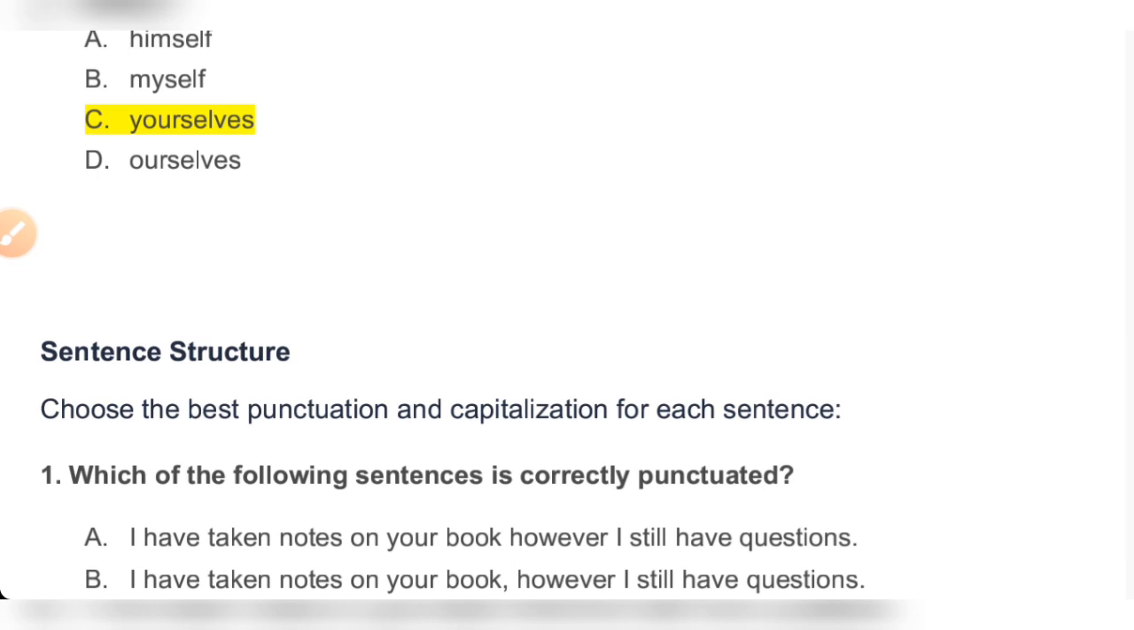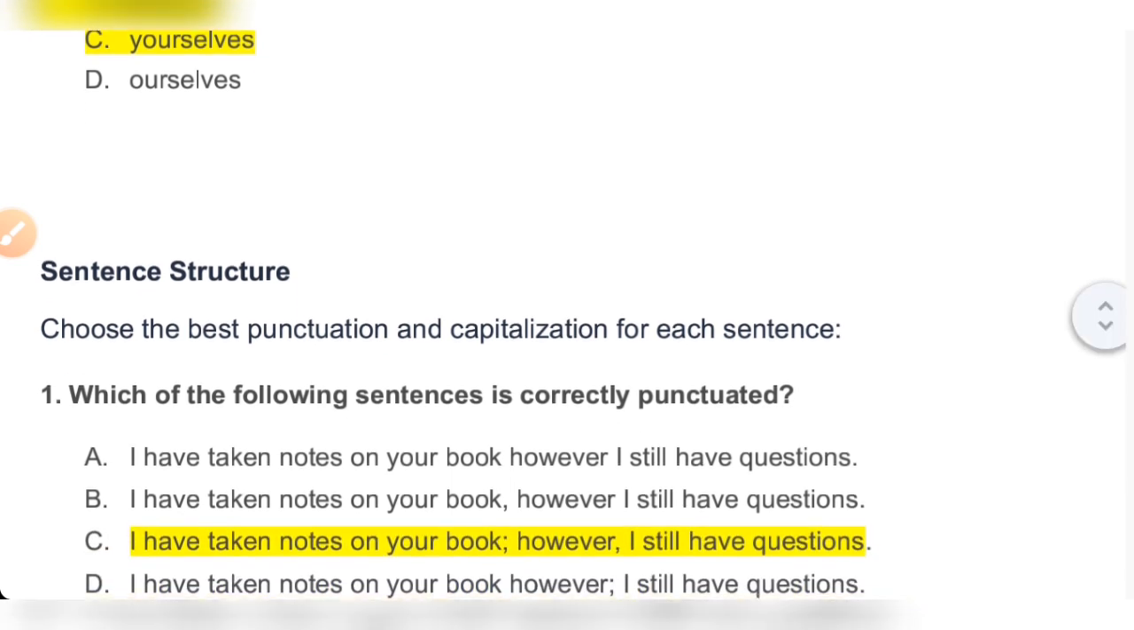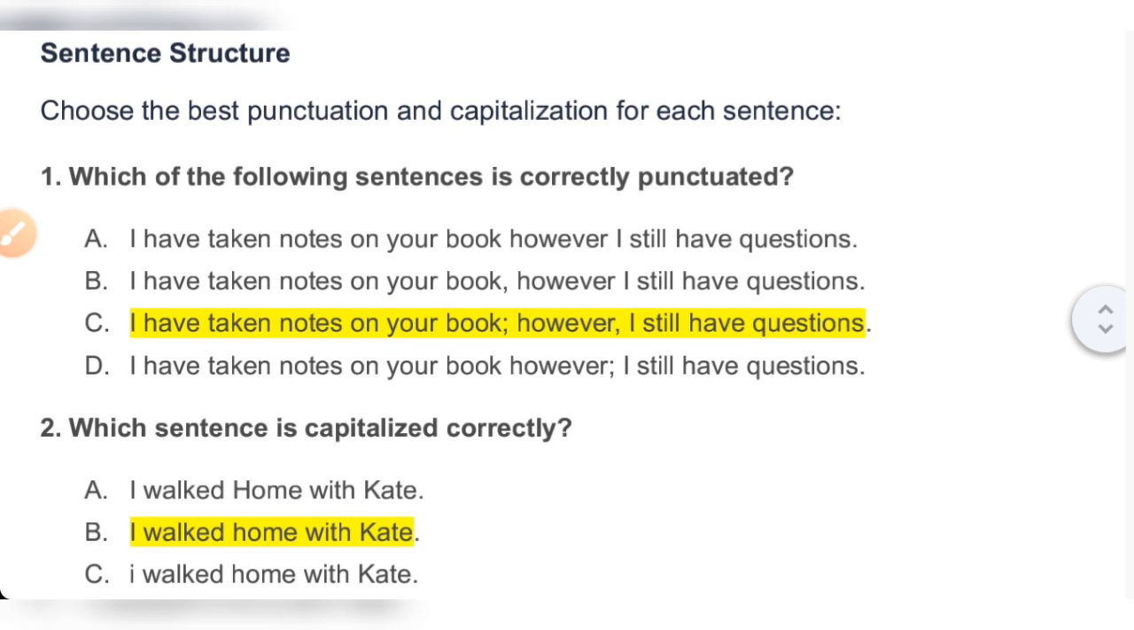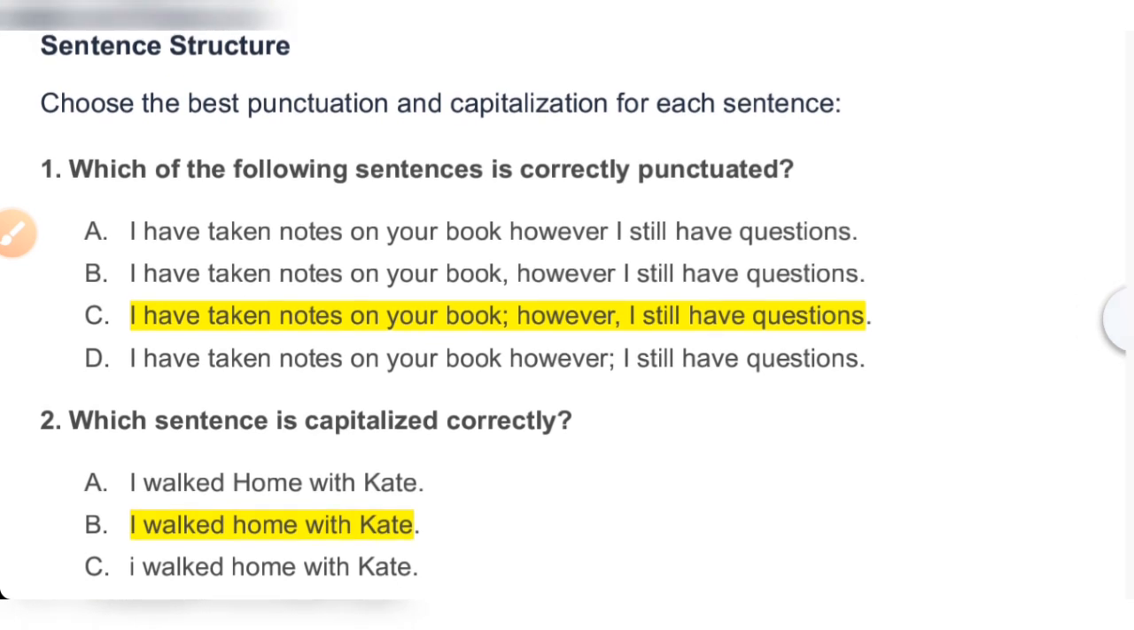So next is the third part of MCQs, questions related to syntax structure. First question is, which of the following sentences is correctly punctuated? This question's answer is C. There are four different options and the correct option is C. This sentence is correctly punctuated.